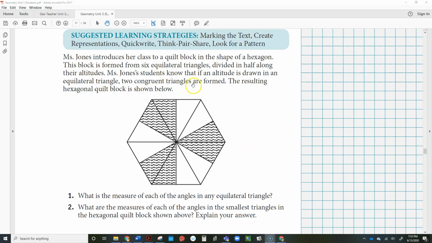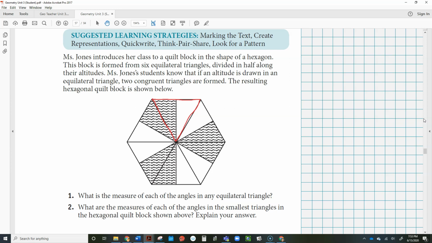We have here a hexagon. Again, it's another quilt block. It says this block is formed from 6 equilateral triangles. I'm not sure if you see the equilateral triangles or not, but each one of them is formed by one of the sides of the hexagon.